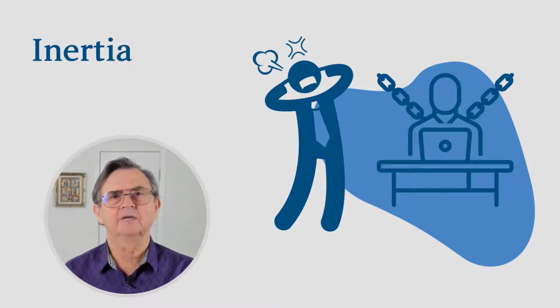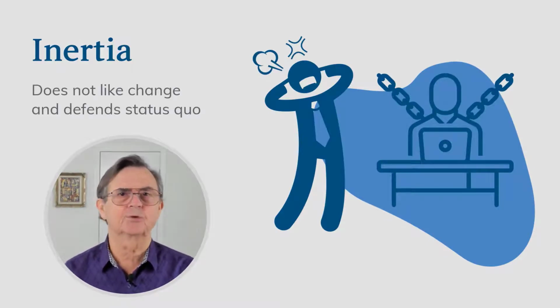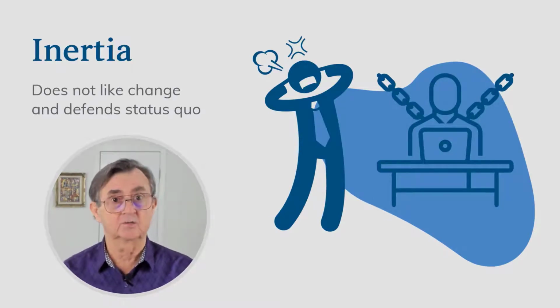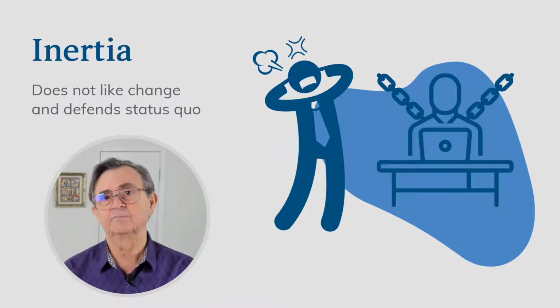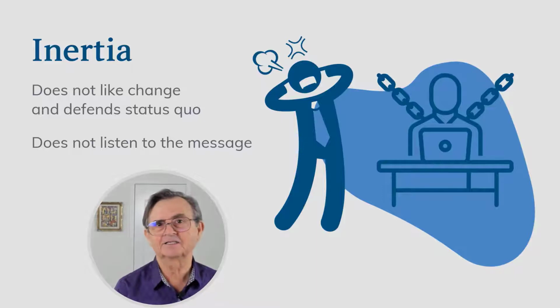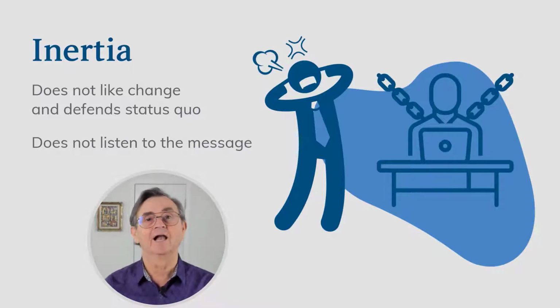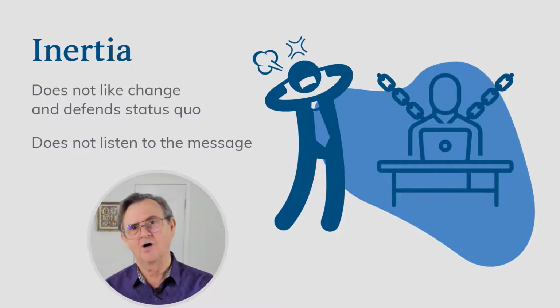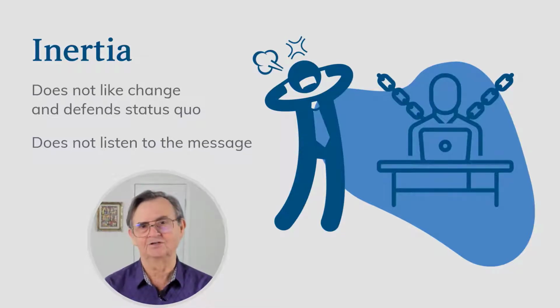So, Mot hates change because change represents risks. That's why it defends the status quo. One of its defense mechanisms is to not listen to your message. If I stick my head in the sand, nothing can change, and I'll be safe. To get Mot to pay attention and do something different, I need to offer it a reward.